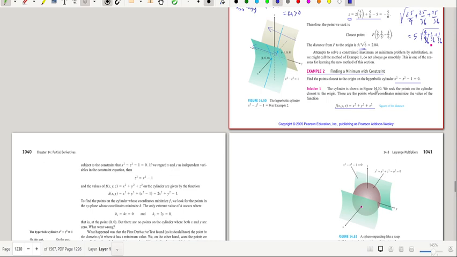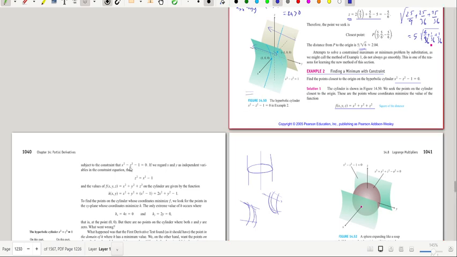This is a hyperbolic cylinder, not the usual cylinder. The usual cylinder is obtained by taking a circle and extending it along the z axis. Similarly, if you take a hyperbola and extend it in this way, you get the hyperbolic cylinder. Okay, so this is what we have seen in this figure.